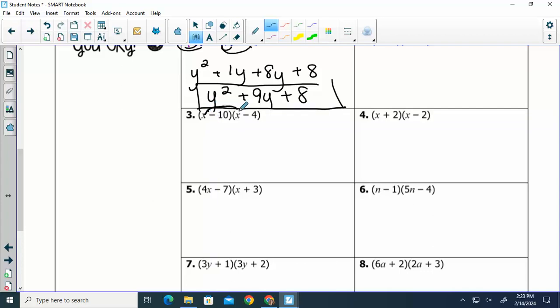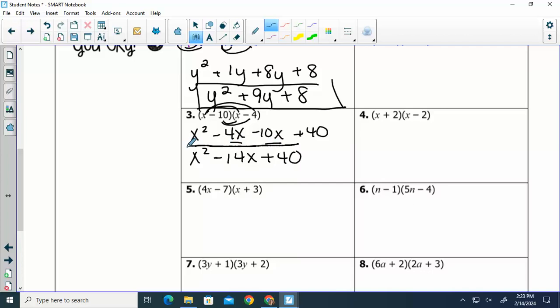Okay, so x times x would be x squared. x times negative 4, negative 4x. Negative 10 times x, negative 10x. Plus 40. Okay, like terms, add those together, we get negative 14x. Alright.